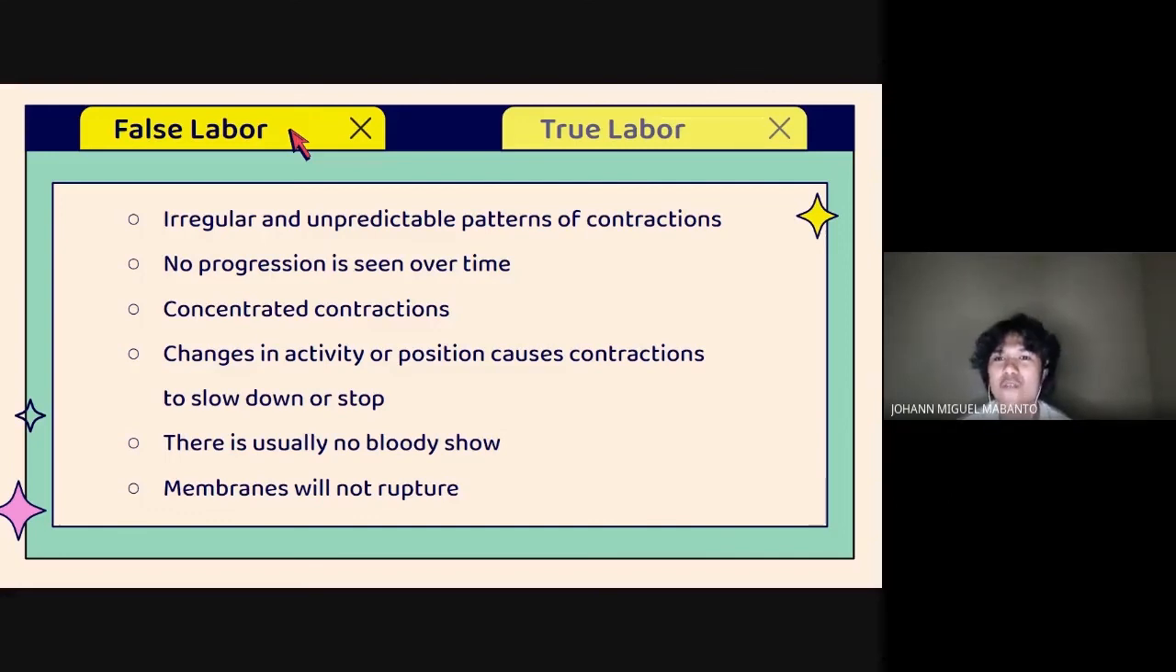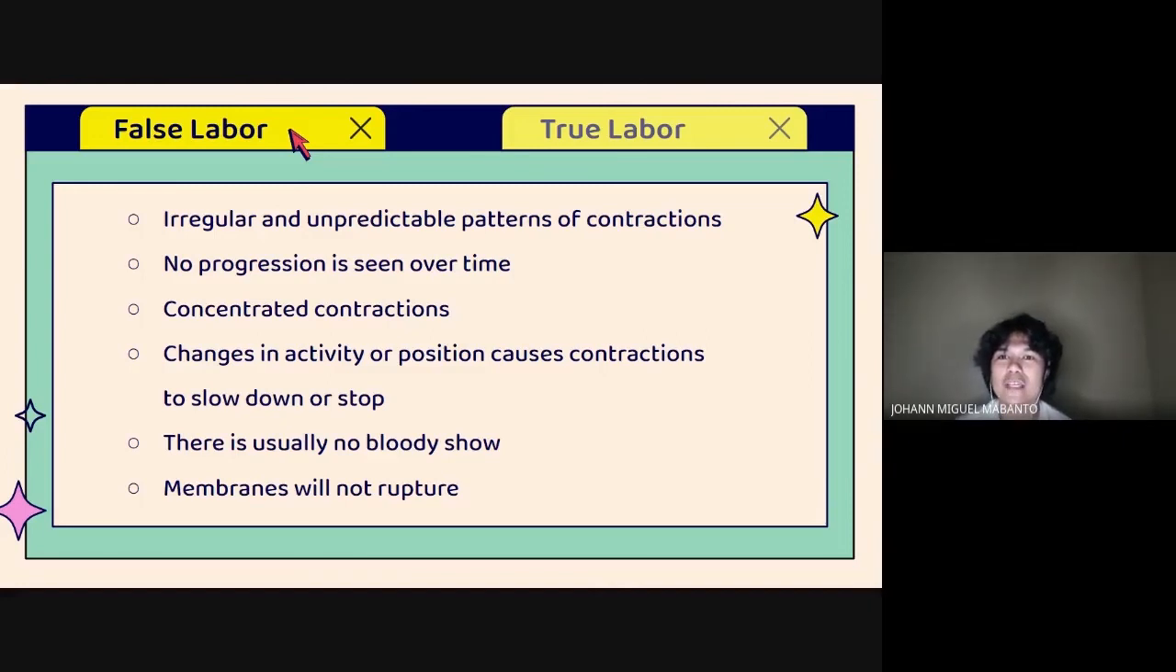So contractions are felt as a generalized abdominal tightening, localizing in the lower abdomen and groin. So kung ang sakit po ay hindi kumakalat sa likod o di ho kaya sa ibang parte ng tiyan at nananatili lamang po sa isang parte ng tiyan o bandang ari, ito po ay masasabing false labor. Next, we have changes in activity or position causes contractions to slow down or stop. So an example of this would be having the mother to walk, and if contractions stop or slow down upon walking, then this is considered false labor.